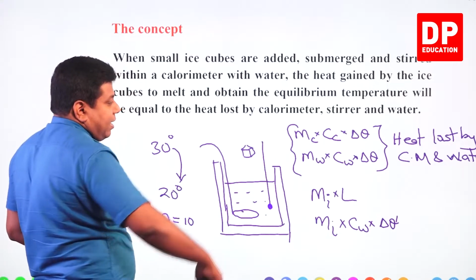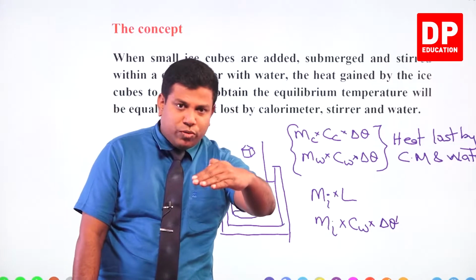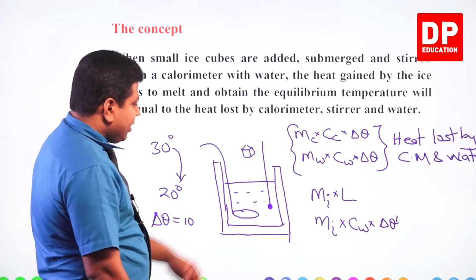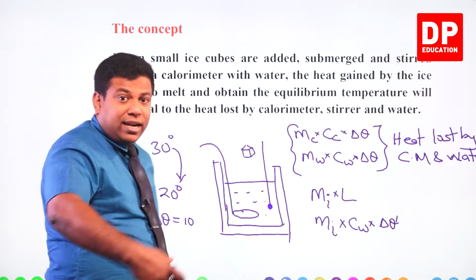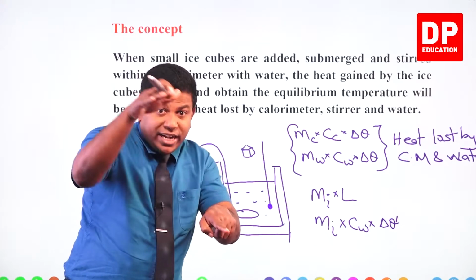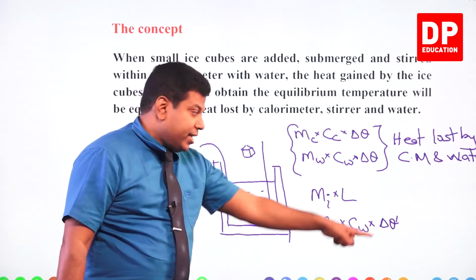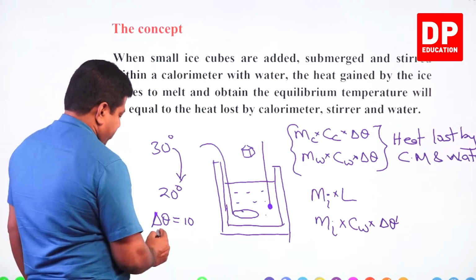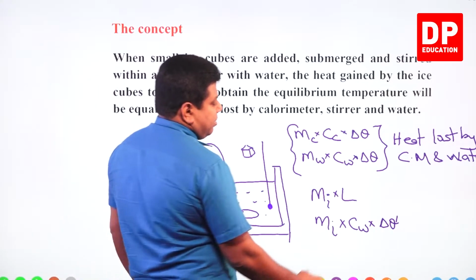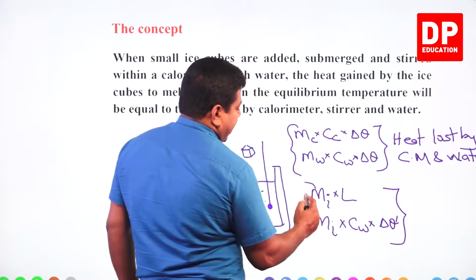Why? Water and calorimeter from 30 they have come down to 20. 10 degree is the change. Whereas delta theta dash means the water that came from ice cubes, that was at 0, 0 to 20 it has come up. So delta theta dash has to be 20. Careful. This is the heat gained by ice.